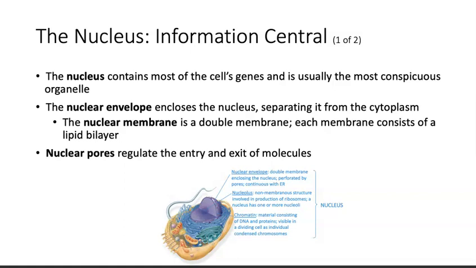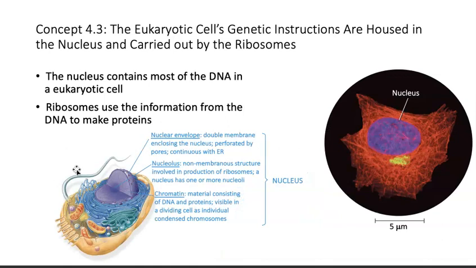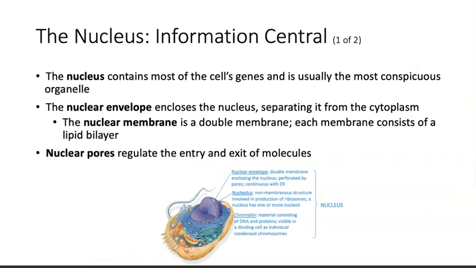The nucleus is surrounded by a membrane called the nuclear envelope, and the nuclear membrane that surrounds it is actually two membranes together. It's a little hard to see in this image too, but there are two membranes that surround the nucleus. Each of those membranes consists of a lipid bilayer: a phospholipid bilayer in the inner membrane, and a phospholipid bilayer in the outer membrane.